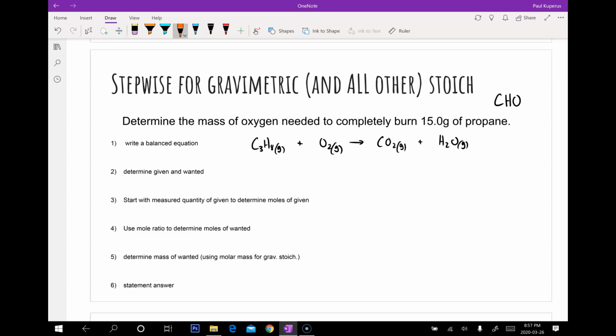Starting with my carbons, I see I have 3 carbons over here, so I need to put a coefficient of 3 in front of my carbon dioxide. Moving on to hydrogens, I have 8 hydrogens. I need to put a coefficient of 4 in front of my water. Now I have to total up my oxygens. 3 times 2 gives me 6 oxygens, and 4 times 1 gives me 4 oxygens, which gives me a total of 10. Over here, I need to put a 5 because 5 times 2 is also equal to 10. So we have a balanced chemical equation. Now we can move on to step 2.